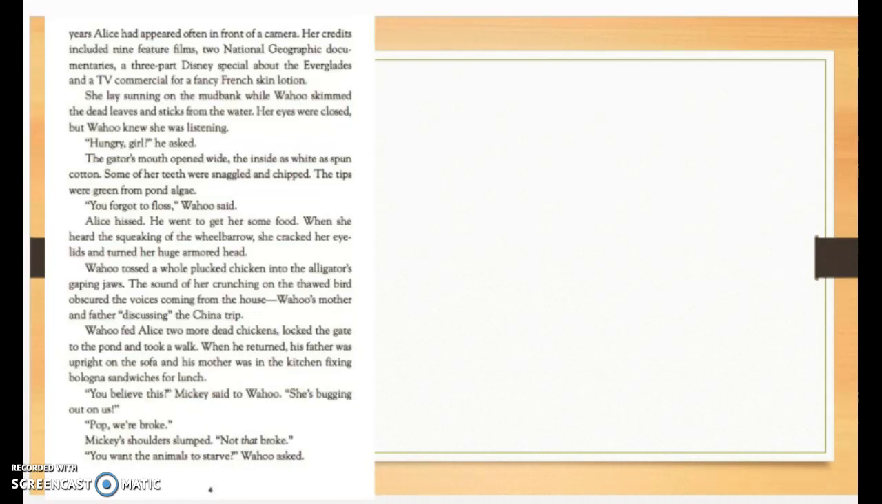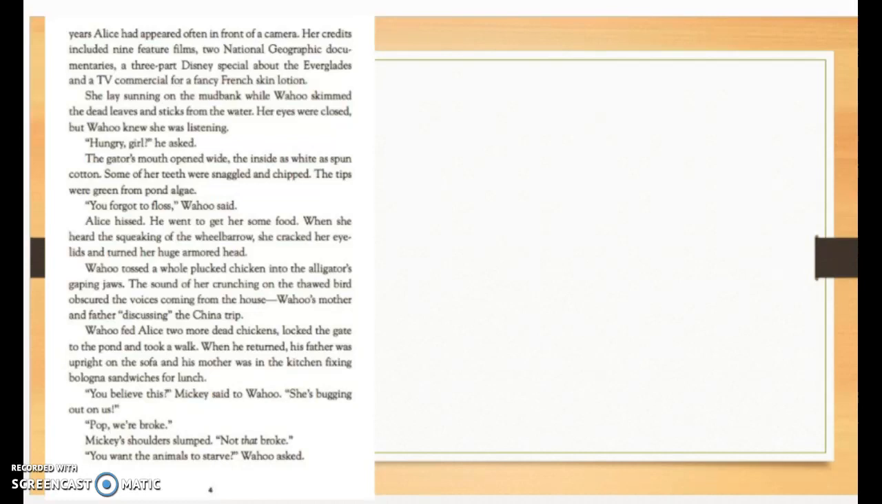"Hungry, girl?" he asked. The gator's mouth opened wide, the inside as white as spun cotton. Some of her teeth were snaggled and chipped. The tips were green from pond algae. "You forgot to floss," Wahoo said. Alice hissed. He went to get her some food, and when she heard the squeaking of the wheelbarrow, she cracked her eyelids and turned her huge armored head. Wahoo tossed a whole plucked chicken into the alligator's gaping jaws.